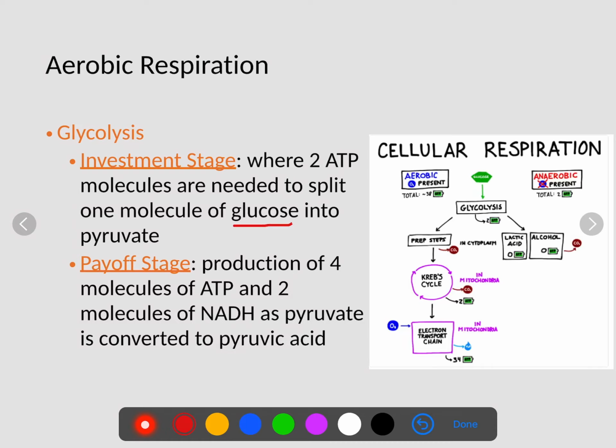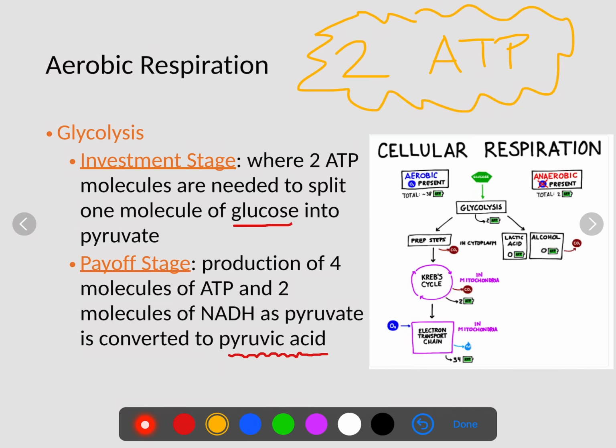So in the payoff stage, there is a production of 4 molecules of ATP, which is 2 net ATP total, and 2 molecules of NADH as pyruvate is converted to pyruvic acid. Now, pyruvic acid is important because that is the molecule that enters into the Krebs cycle one at a time. So again, during glycolysis, 2 ATP are produced. So that means 2 molecules of energy in glycolysis.